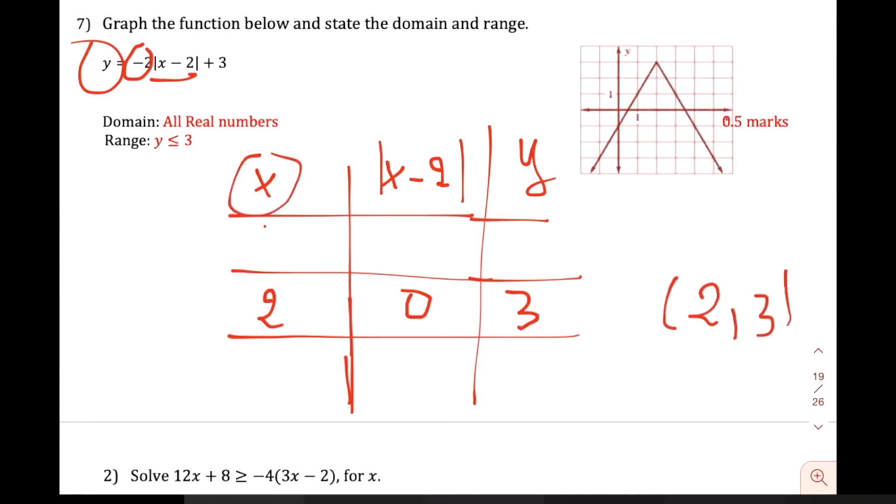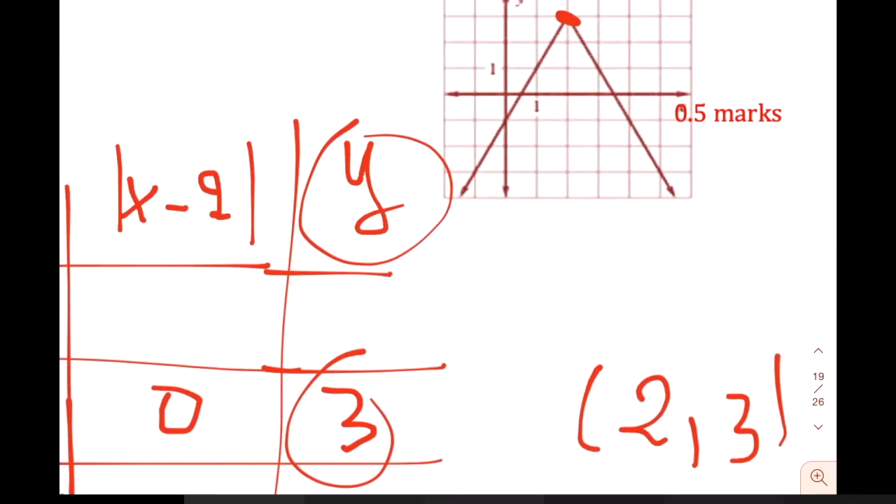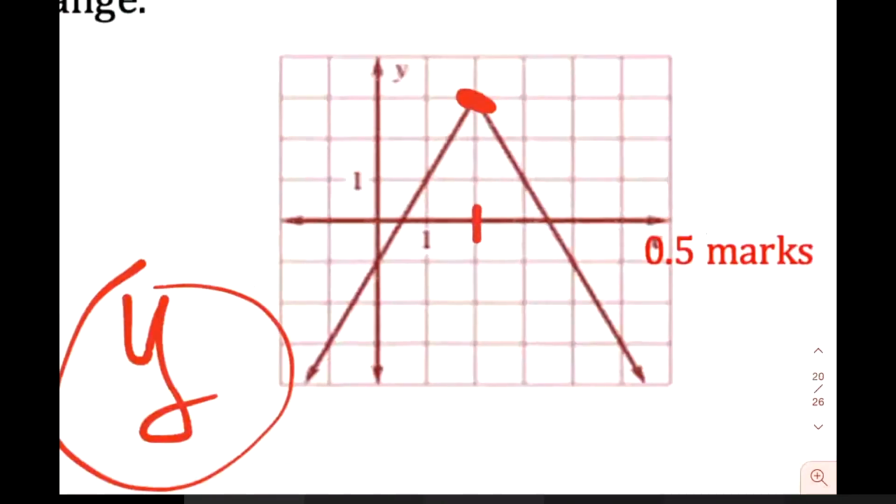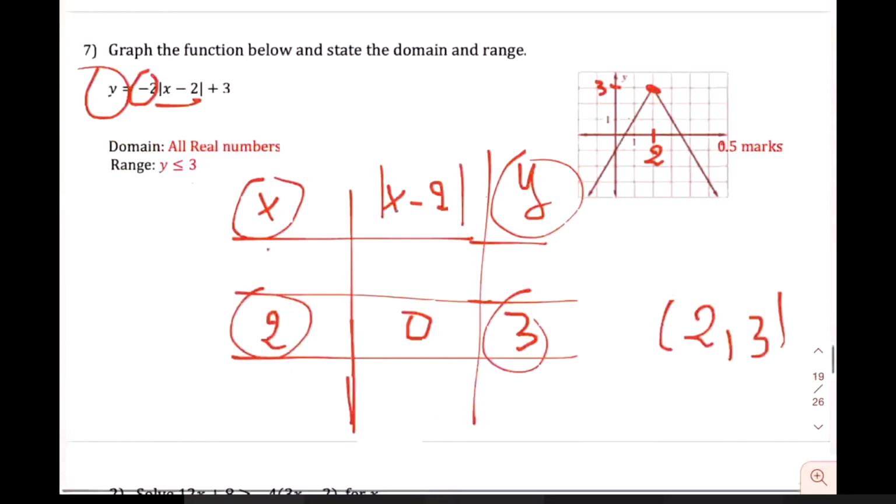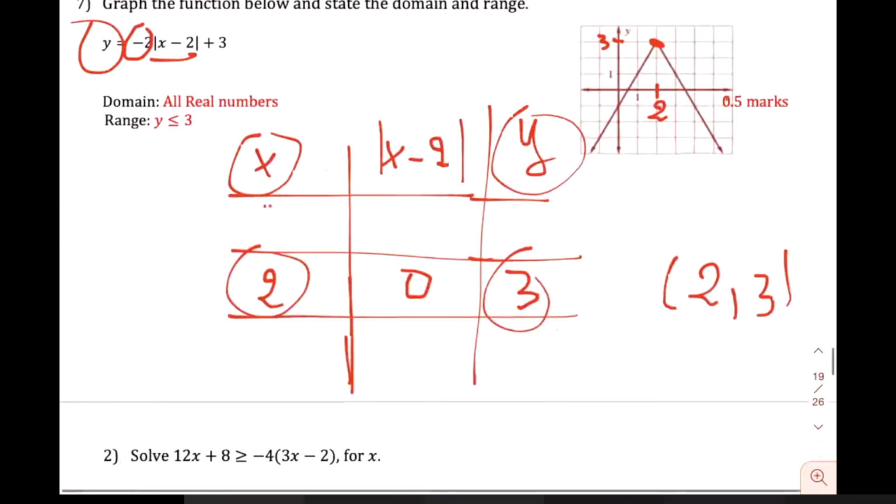So x equals 2 and y equals 3. And as you can see, here's the point in the graph. Can you see it? In the graph, this is 2 and this is 3, the vertex. Okay. Now you just need 2 points, one before 2 and one after 2. So before 2, you can take 0. Okay. And substitute in x minus 2.